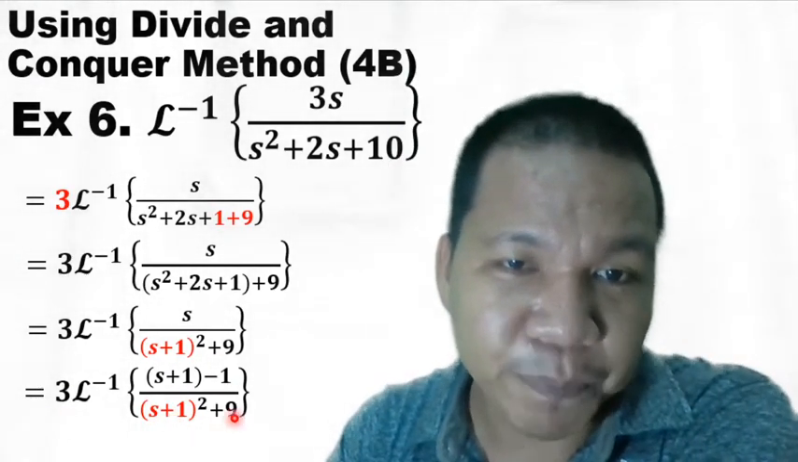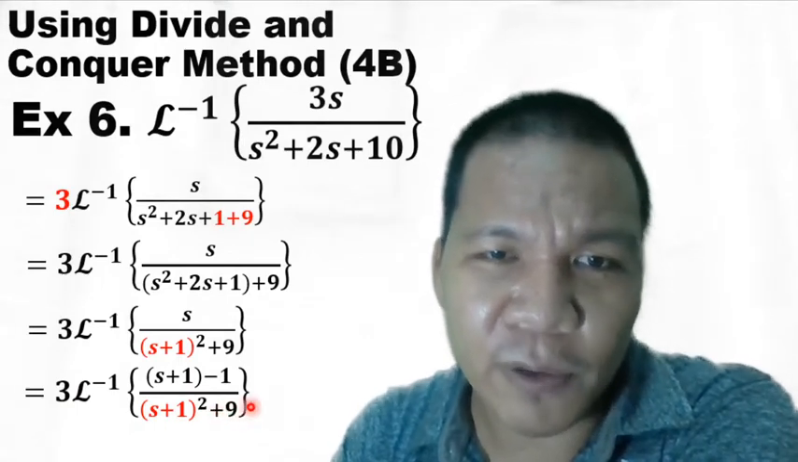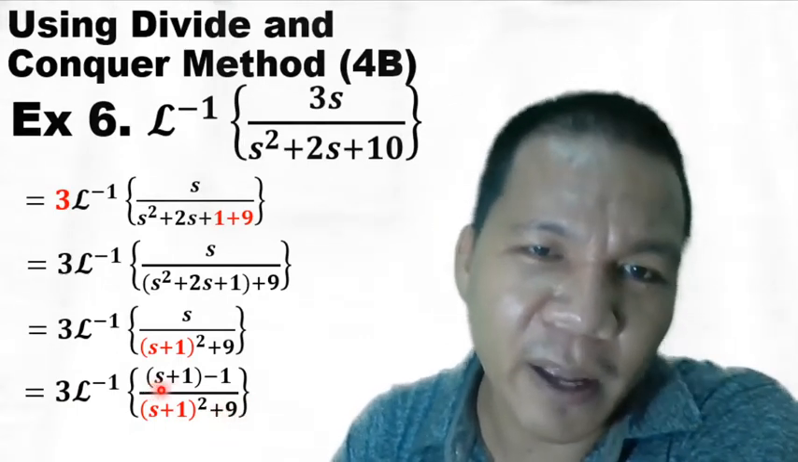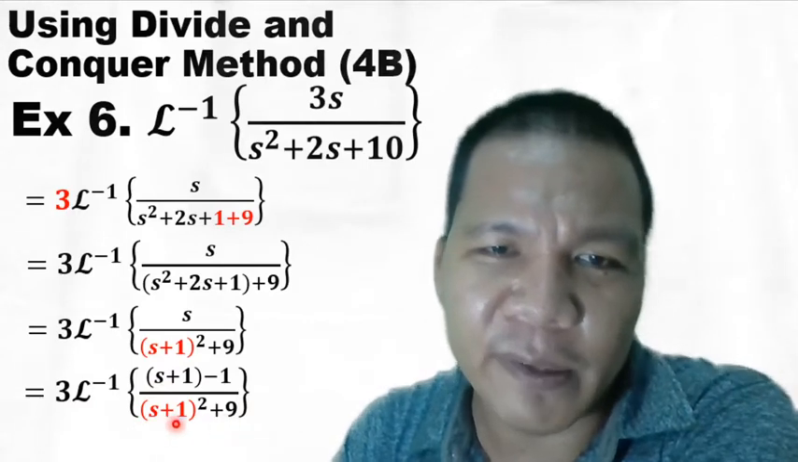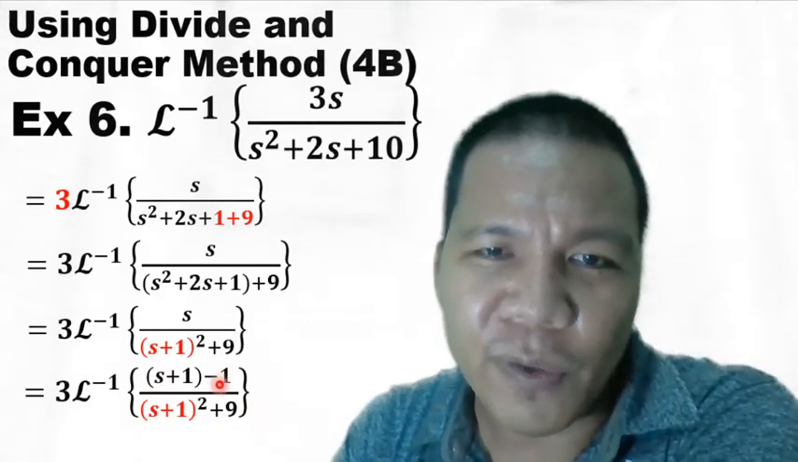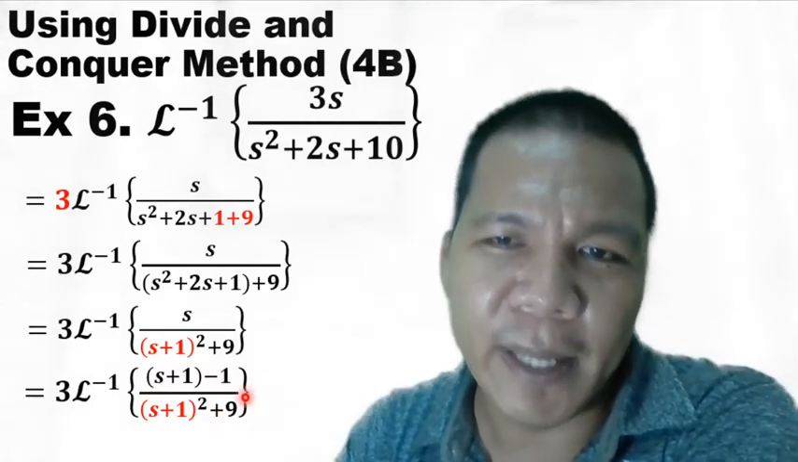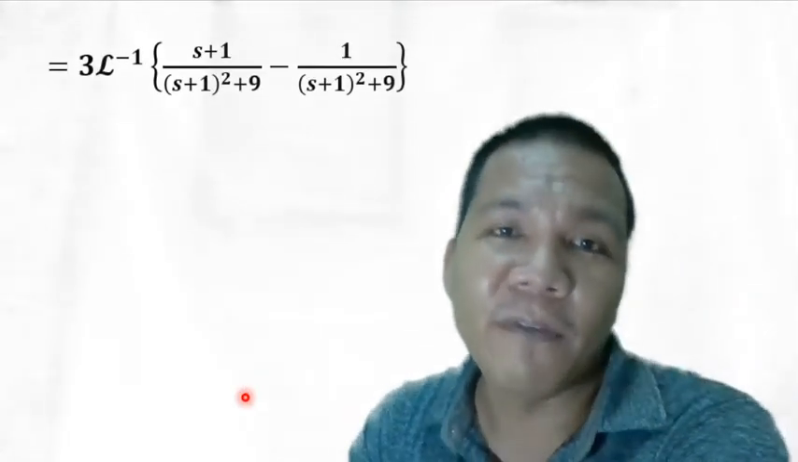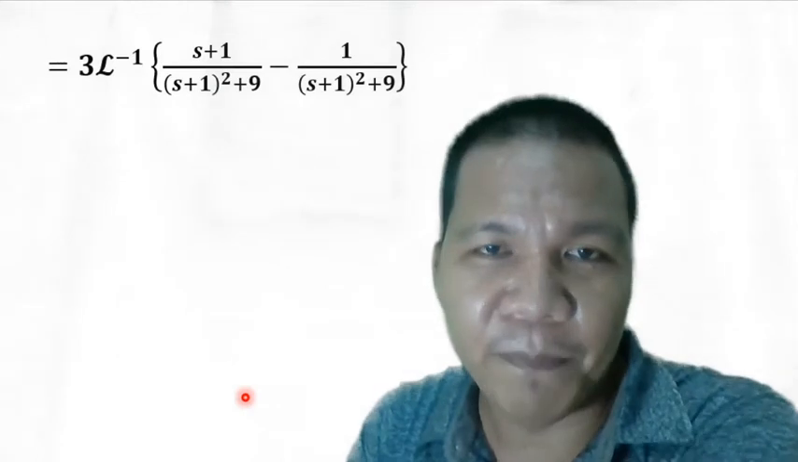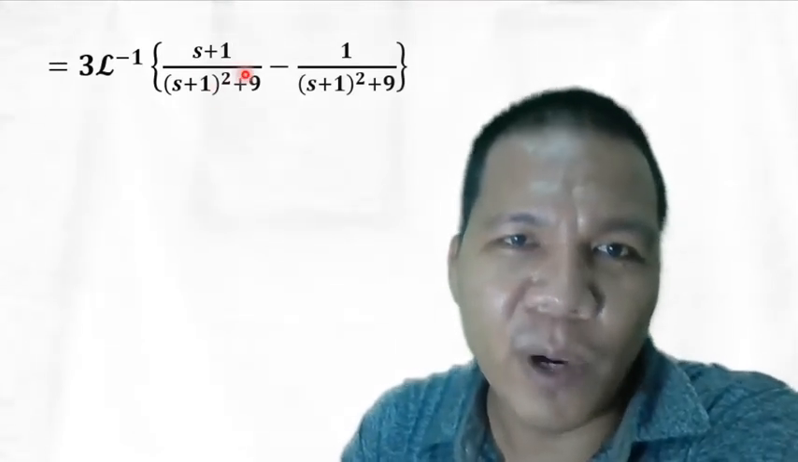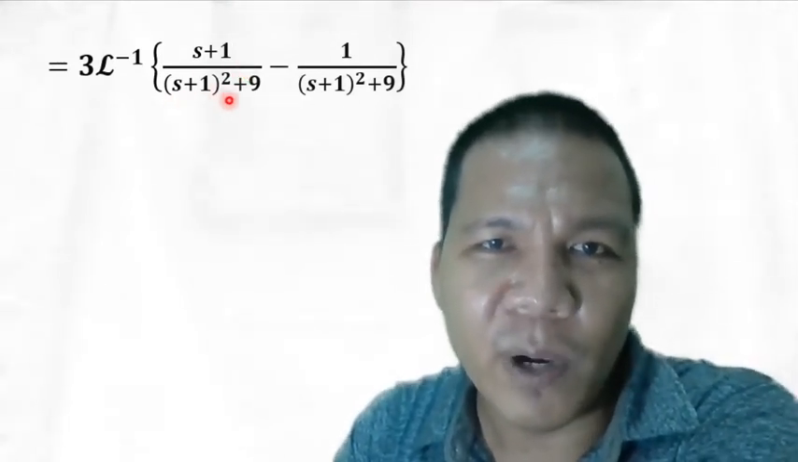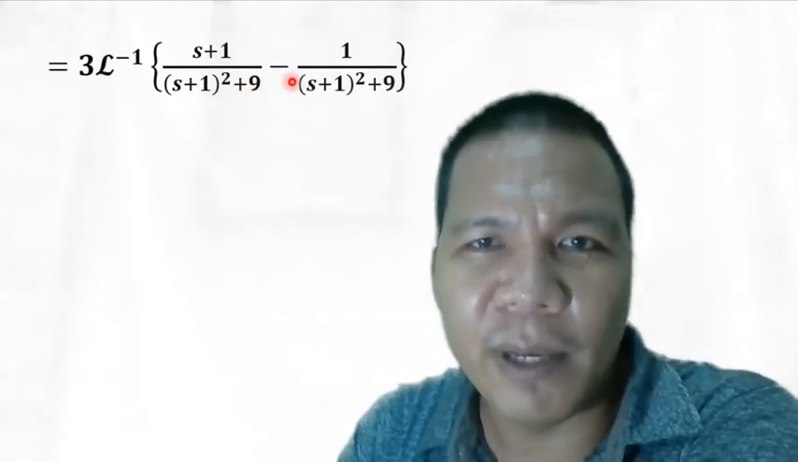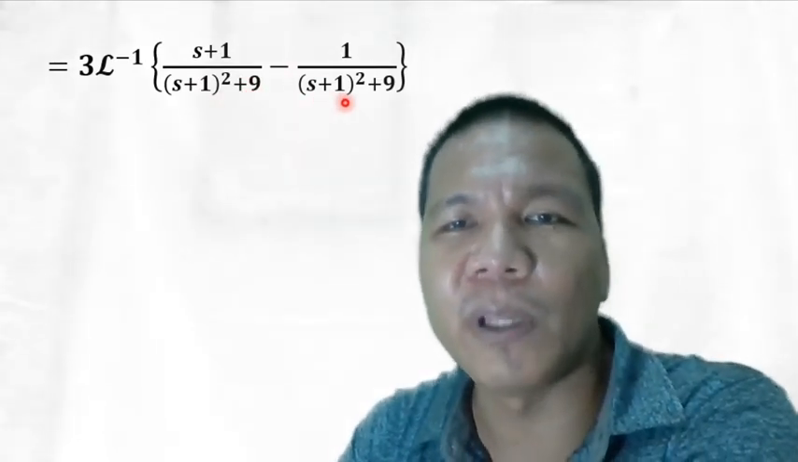After this, we are going to separate the two fractions, meaning we will separate s plus 1 all over this denominator minus 1 all over this denominator in your next slide. So in your next slide, the fractions are separated. This will become s plus 1 all over s plus 1 quantity squared plus 9, minus 1 all over s plus 1 quantity squared plus 9.